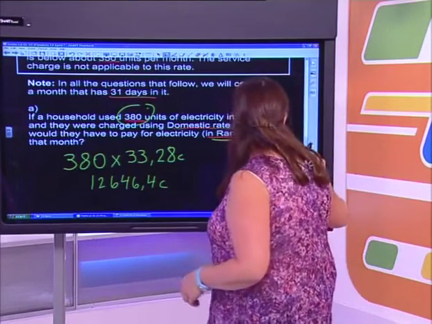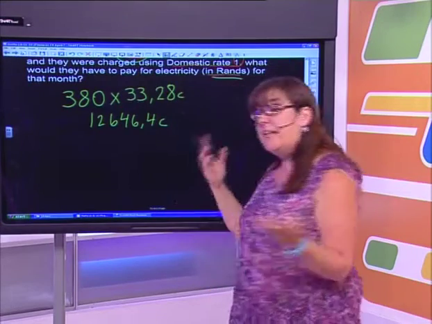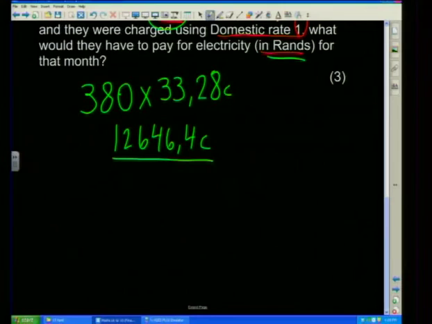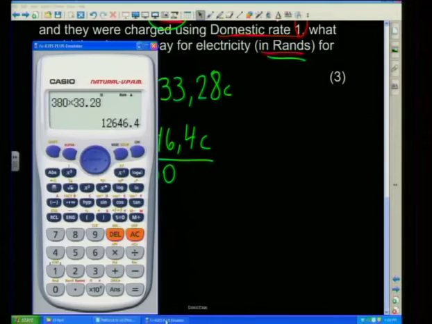So I'm going to do that conversion quickly. How many cents in a rand? Well, we've got 100 cents in a rand, so I'm going to divide it by 100. I can do it on my calculator. Don't think I need to, but let's divide it by 100 on the calculator. And I get an answer of 126.464 rands. So let's write that out.